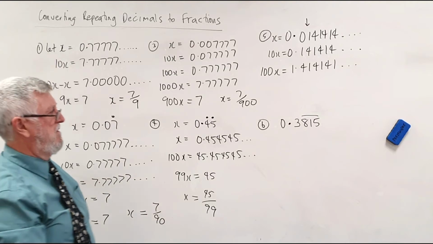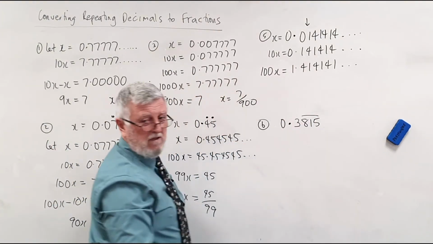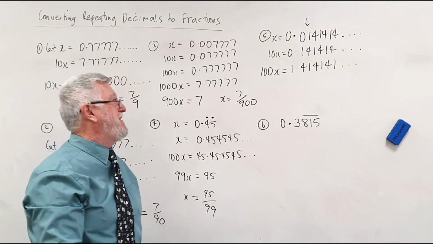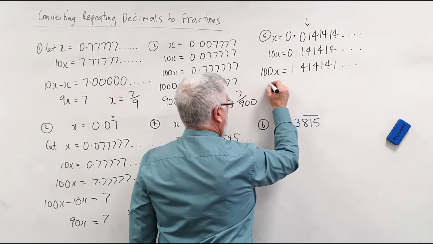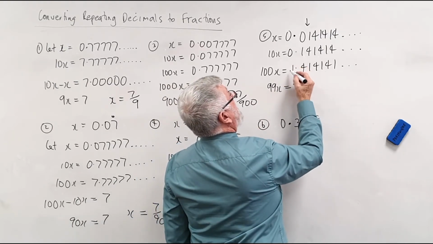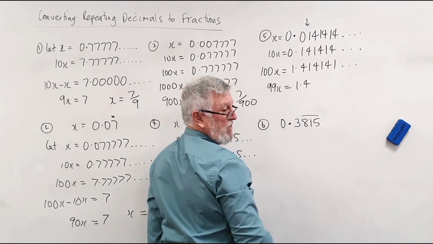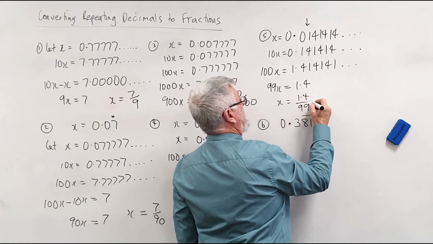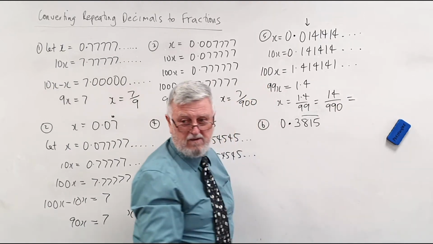What works for you? And then would I go 1000x, or would I go 10x? Would it be 99? I'm going to deliberately, almost torment you, go 100x take x. 99x equals 1.4. So 1 take 0 is 1, 4 take 0 is 4, so it's 1.4. So the answer is actually 1.4 on 99, which is 14 on 990.